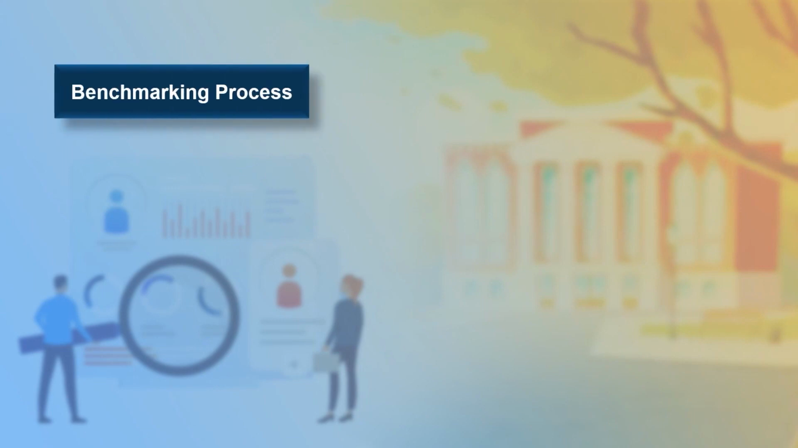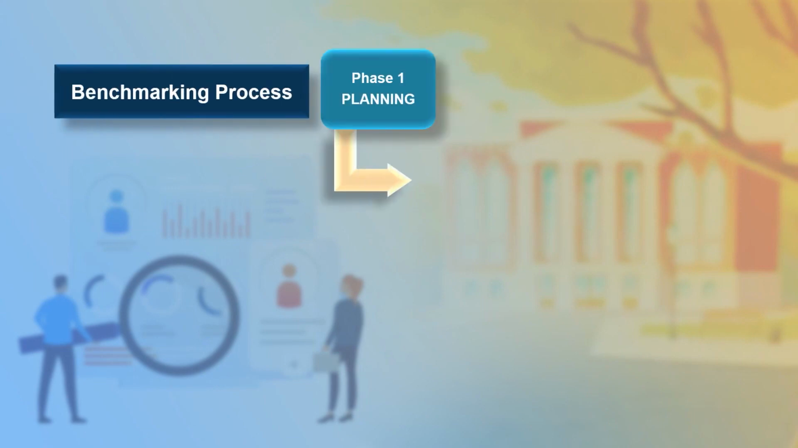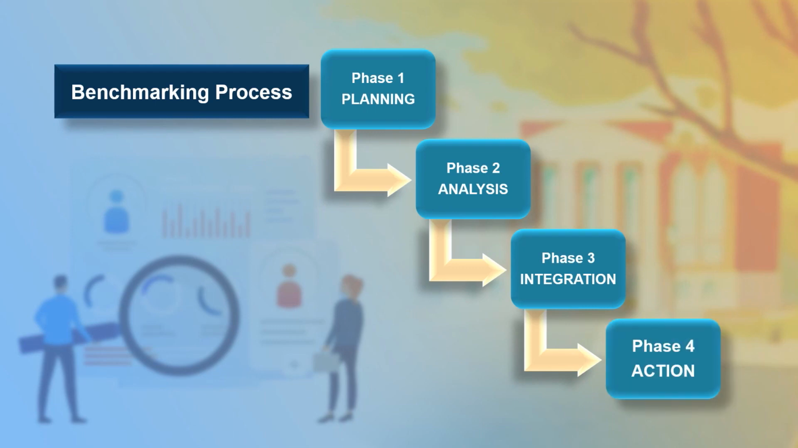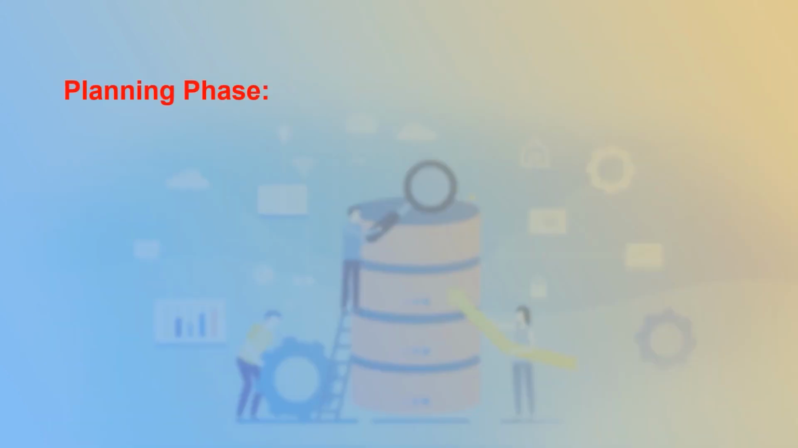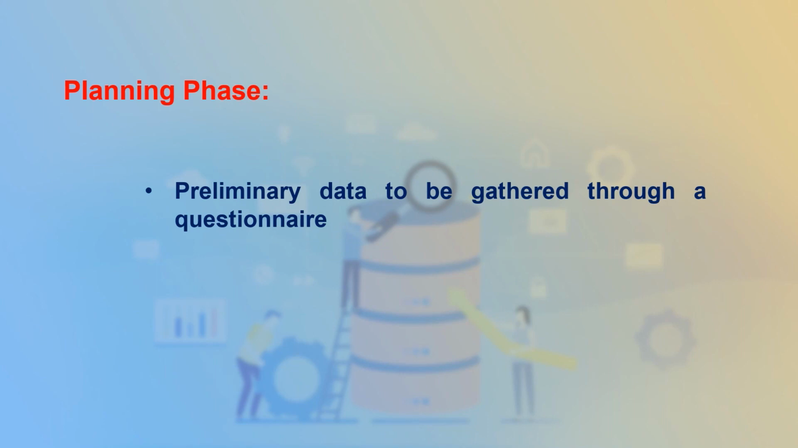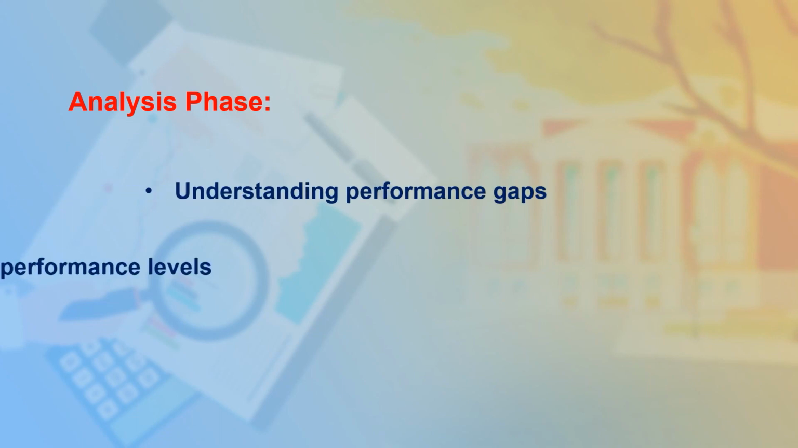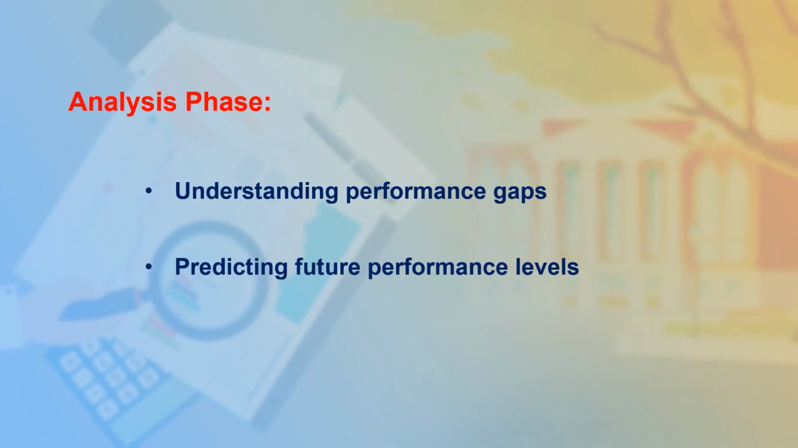Let us consider the benchmarking process. The process has 4 phases: planning, analysis, integration and action. In the planning phase, preliminary data to be gathered through a questionnaire. Now, the questionnaire must be related to the critical success factors so that required information can be obtained. Then, understanding performance gaps and predicting future performance levels is done in the analysis phase.